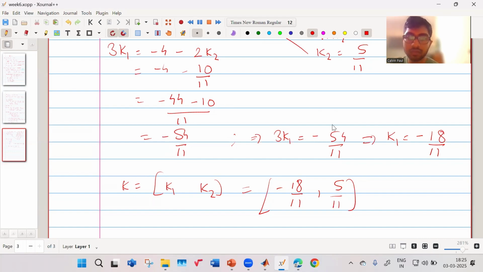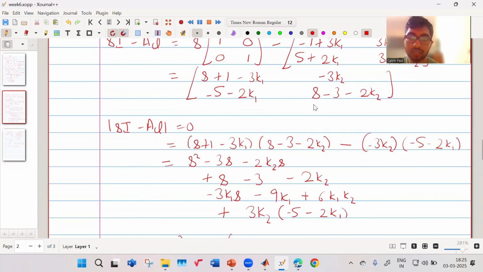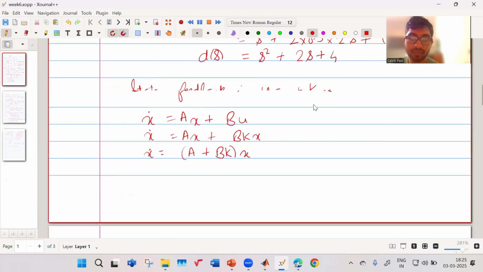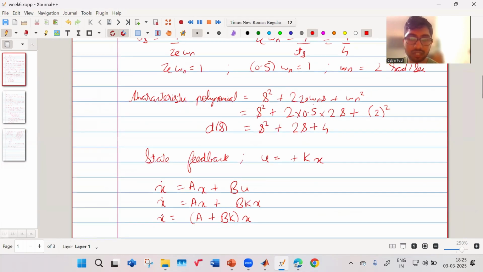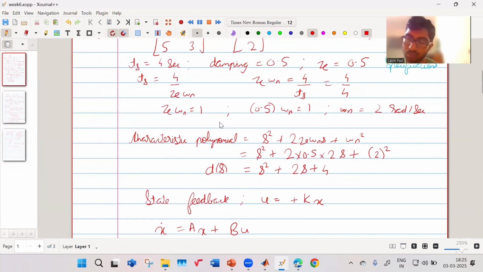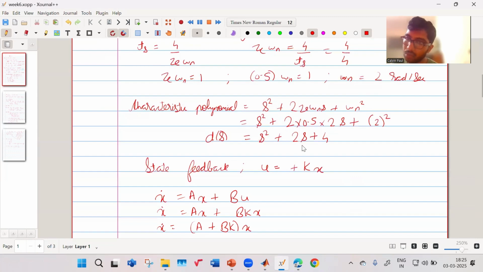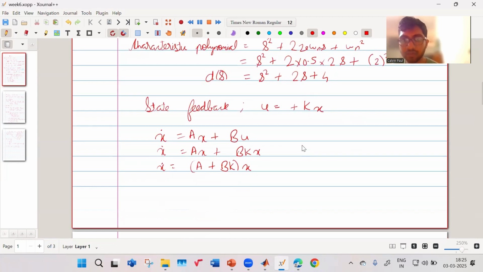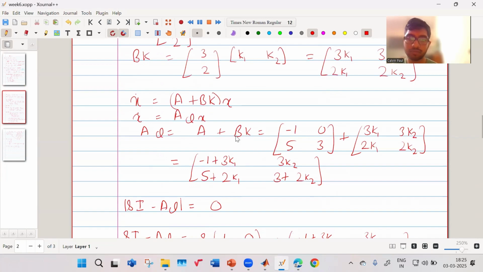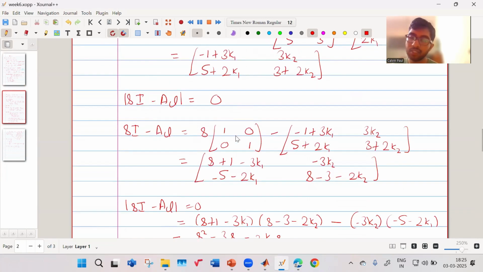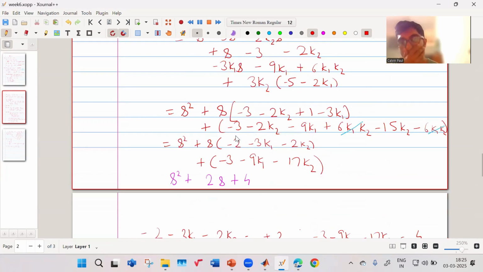Yeah, so it is very mathematically intensive. It takes a lot of time. You have to find out this equation, find out these parameters, get the characteristic polynomial, the desired characteristic polynomial, and then you have to do all these manipulations.